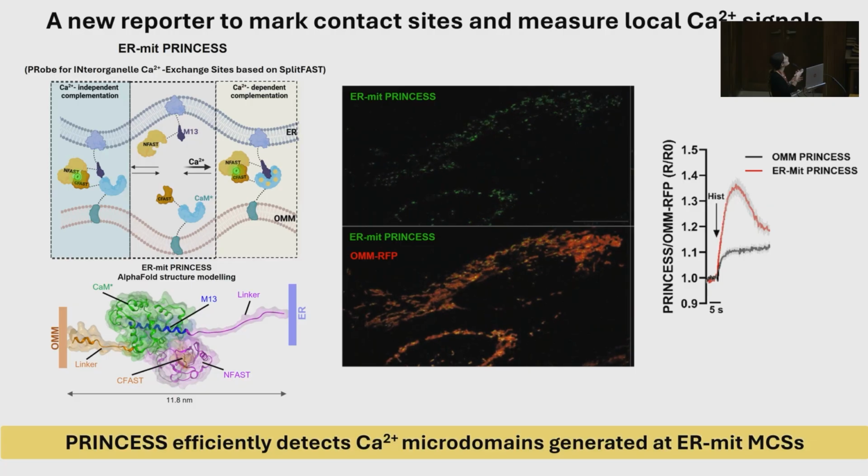You cannot see very well here, but at the beginning, you already have some dots, which are the physiological contact sites. And then upon the calcium release by histamine from the ER to the mitochondria, at this contact site, you register a calcium hotspot. This calcium hotspot is registered by the reporter, and so you have an increase in fluorescence that, as you can see, is really transient.